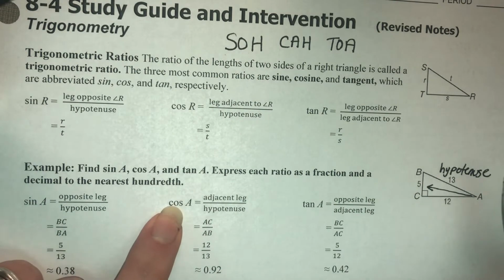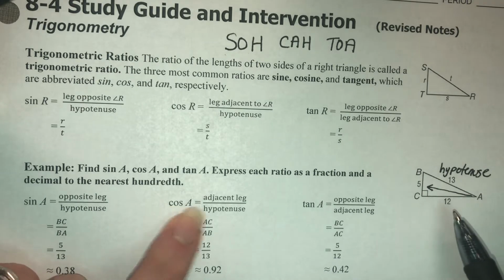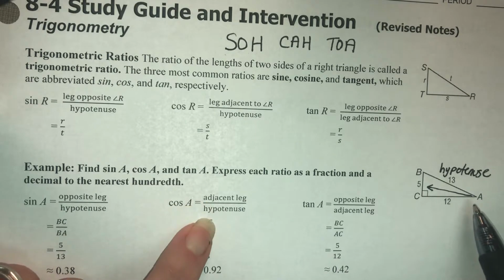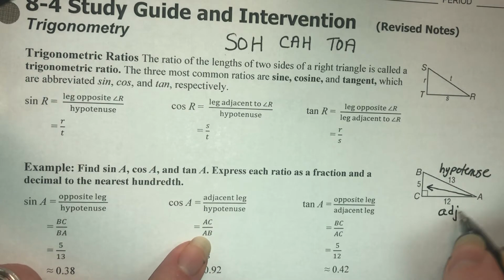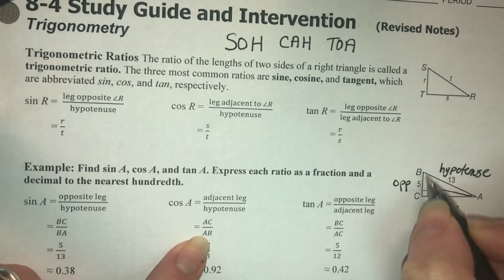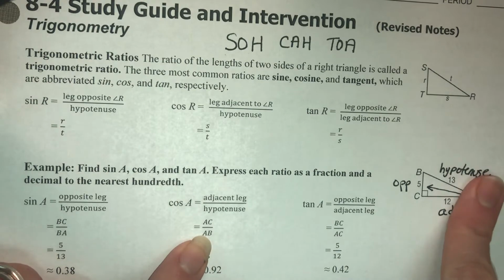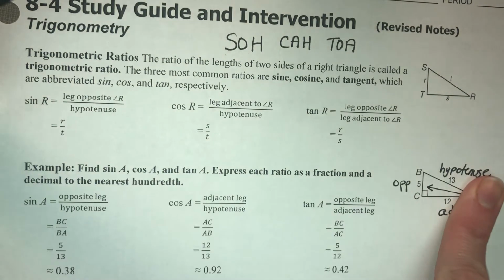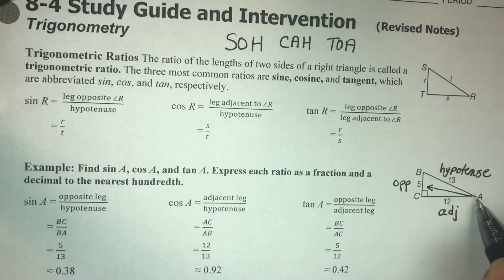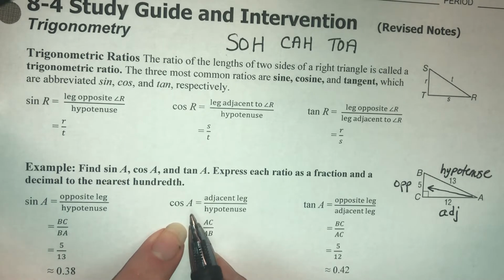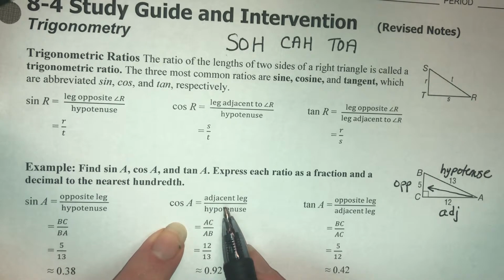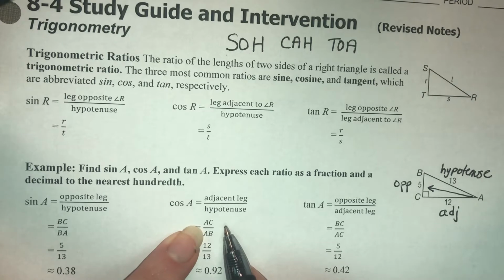Then the cosine of the angle A is equal to the adjacent leg over the hypotenuse. So the adjacent side is the one that touches the angle but is not the hypotenuse. So the opposite one is not touching it. Like if I put my finger on the angle, the opposite side is the one that my finger does not touch. But the adjacent side does touch the angle and it is not the hypotenuse. So the cosine of the angle A is equal to the adjacent side over the hypotenuse.